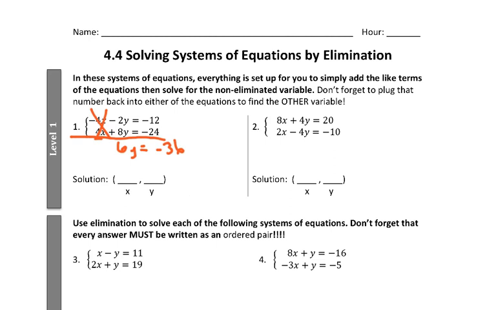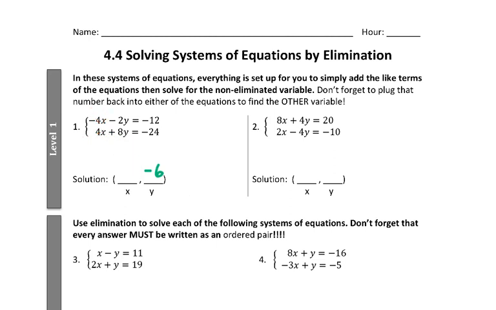Oh, well, look, our x's are gone. We can solve that. That's like a box of doom question. Y is being multiplied by 6, so we divide both sides by 6, and y equals negative 36 divided by 6, which is negative 6. Y equals negative 6 is one of the answers to our equations.